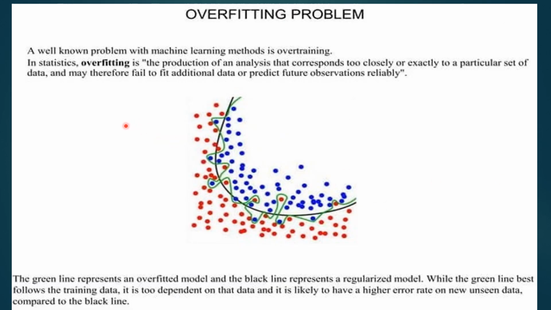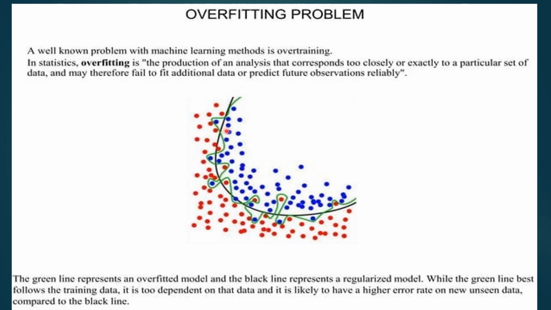In the kernel, you also know about overfitting. Overfitting is nothing but both data are mixed together and we get some error. The problem is that the machine learning method is overtraining. In statistics, overfitting is the production of an analysis that corresponds too closely or exactly to a particular set of data, and may therefore fail to fit additional data or predict future observations reliably.